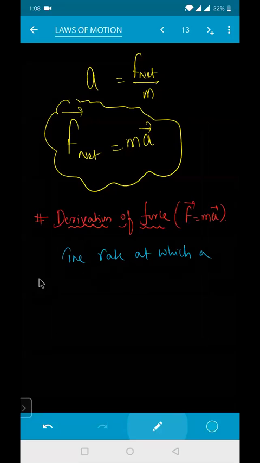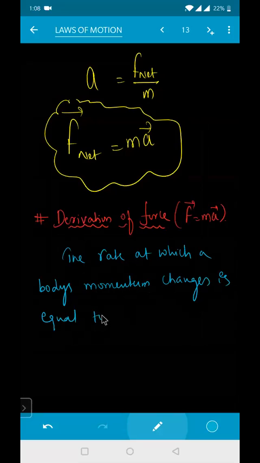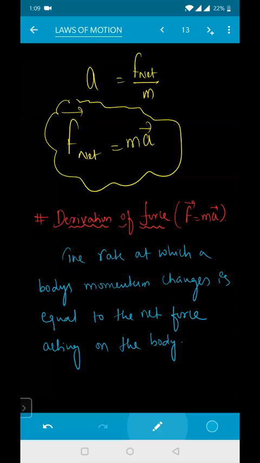the rate at which a body's momentum changes is equal to the net force acting on the body. So this is the definition of force now. The rate at which the body's momentum changes is equal to the net force acting on the body.